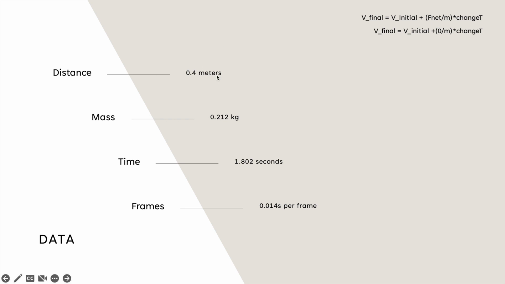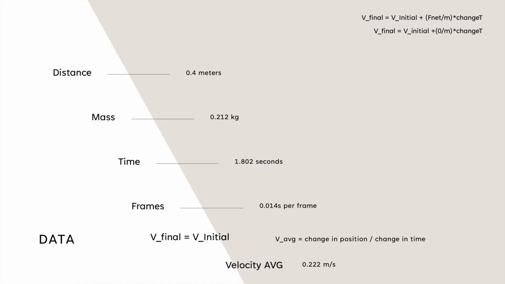Then to calculate the velocity, I used the velocity update formula, which says that the final velocity equals the initial velocity plus the net force divided by mass times the change in time. Now, since this is a constant velocity, Newton's second law tells us that net force will be zero, which makes the whole right side of the equation zero, which means that the final velocity equals the initial velocity. So the average velocity will equal the change in position over the change in time, which in the case of the water bottle is 0.222 meters per second.